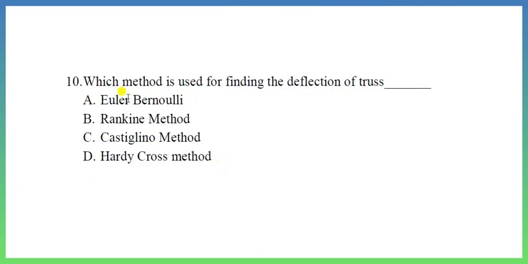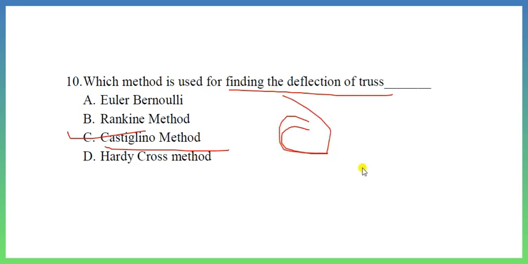Next one, which method is used for finding the deflection of truss? Option A, Euler-Bernoulli, B, Rankine method, C, Castigliano method and D, Hardy-Cross method. So to find the deflection of truss, the Castigliano method is used. So option C is the correct answer.